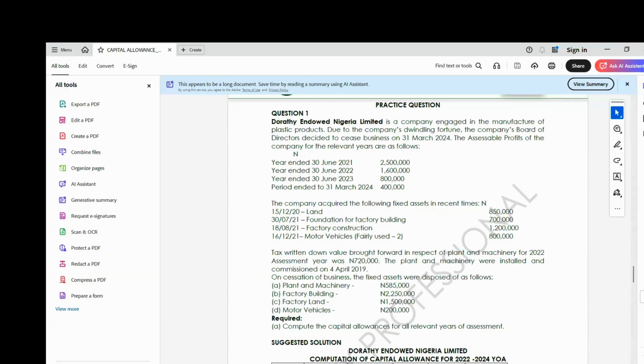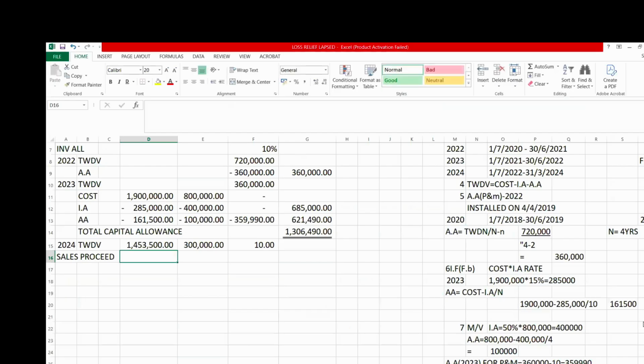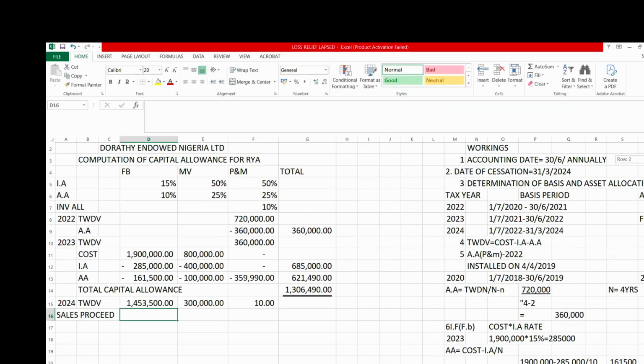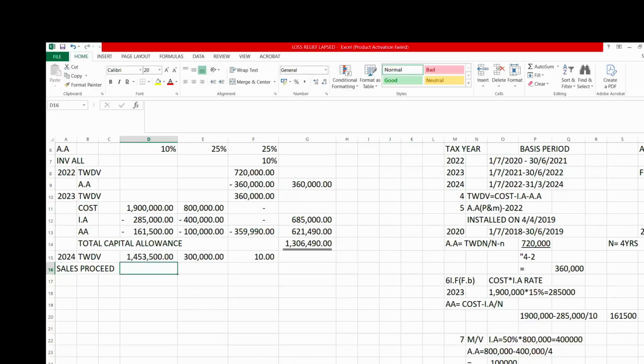we are going to compare them with what? With the tax written down value as at the date of cessation. So sales proceeds. For factory building, the first thing we have is what? Factory building. So sales proceeds from factory building is what? 2250.